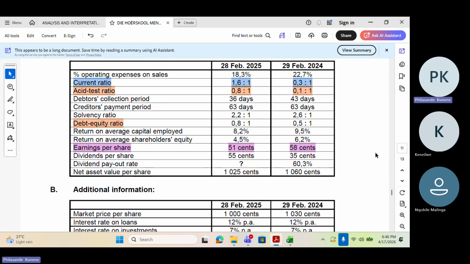So things are declining in this company. There's less improvement, but things are declining. You can see there was even that question that asked you, should we keep this CFO if things are going like this in this business? Would you keep the CFO if things are like this?